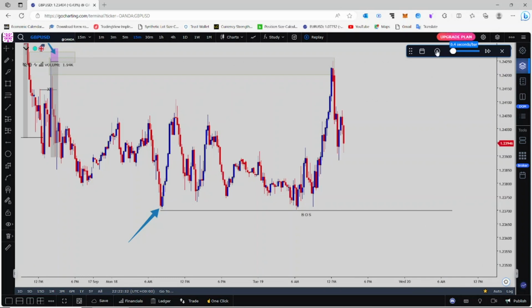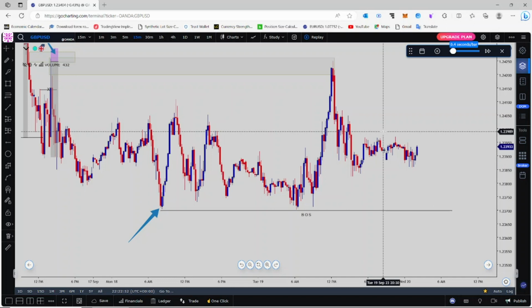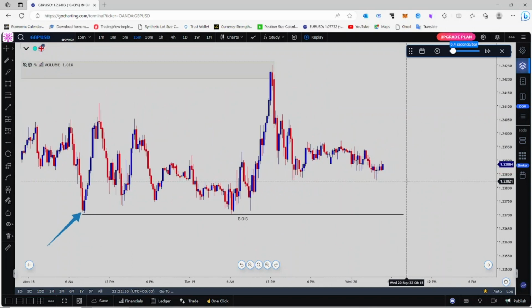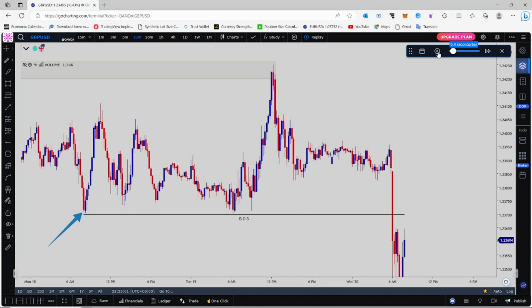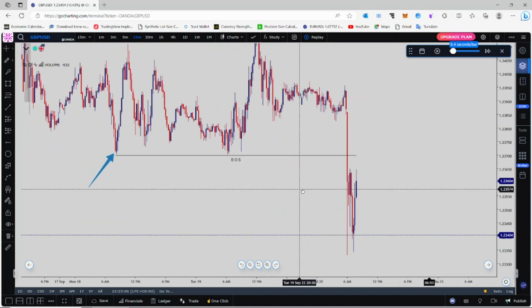So the market really consolidated over there. It was moving sideways yesterday, so we didn't see much movement during this time. So that will be Asian session. Yeah, that will be Asian session. So boom, we had a break of structure, which is today.